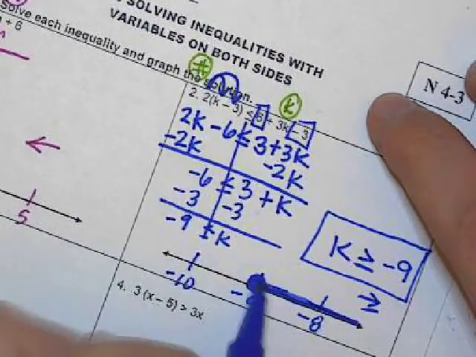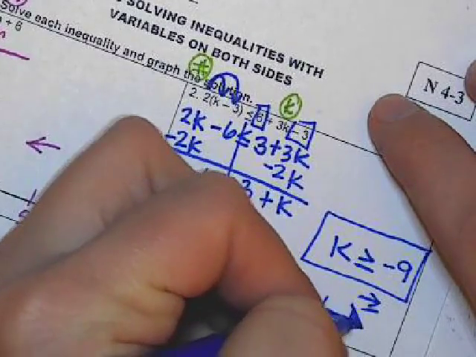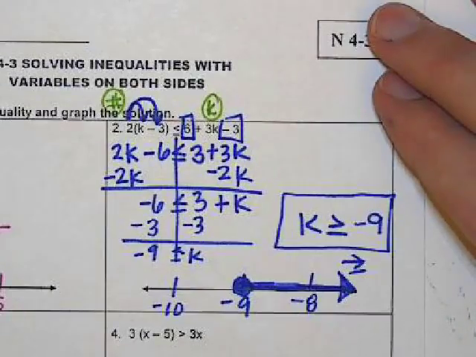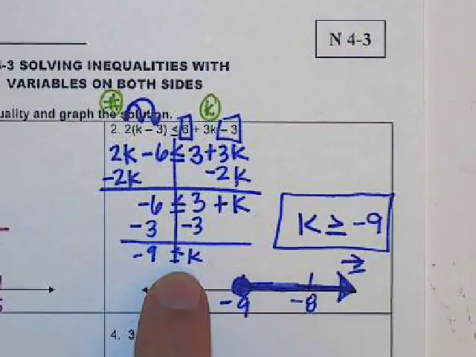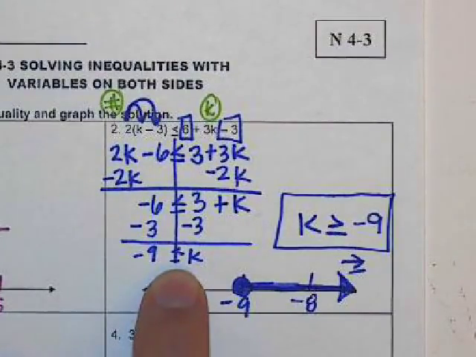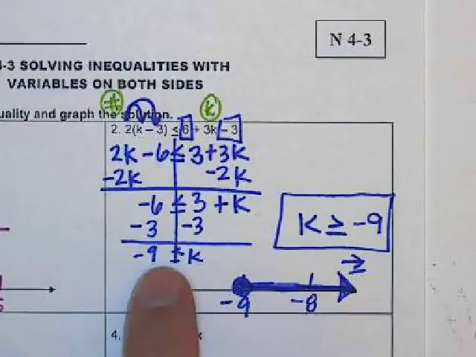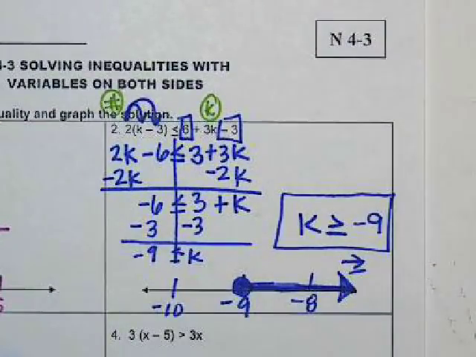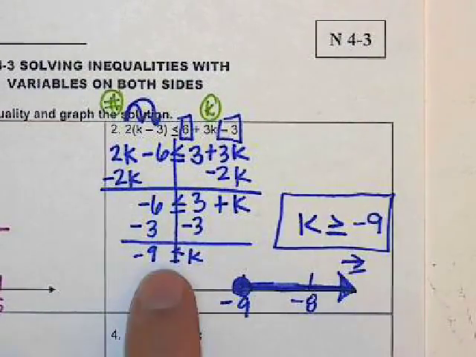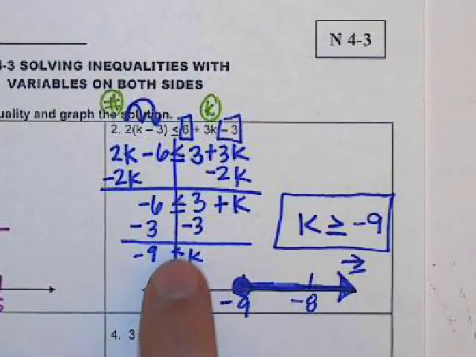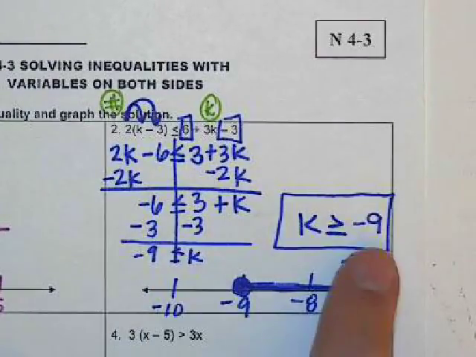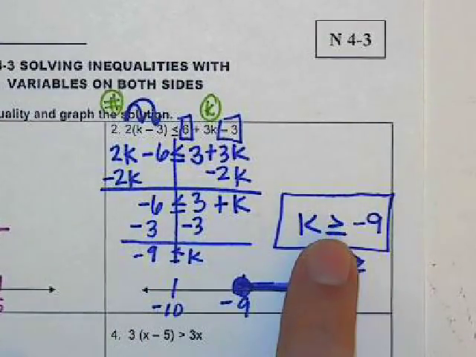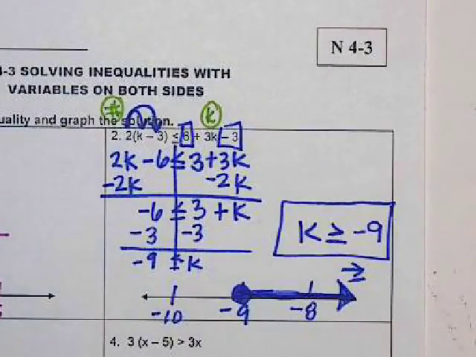Everybody's paper should look like mine. So you have to rewrite it with k first, and just make sure the mouth is open. So I can't leave my answer like this, okay? The k has to be written first. So when you swap the k and the 9, you also have to swap the symbol, okay? All right. With me?